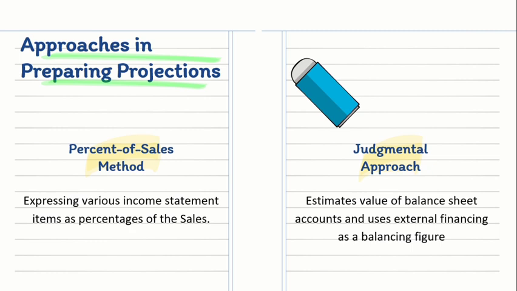But, dili ni siya percent of sales method rang gamiton or judgmental approach. Pwede nimo gamiton sila both at the same time when you prepare your projection. So, makita rin ato unya sa atong example.